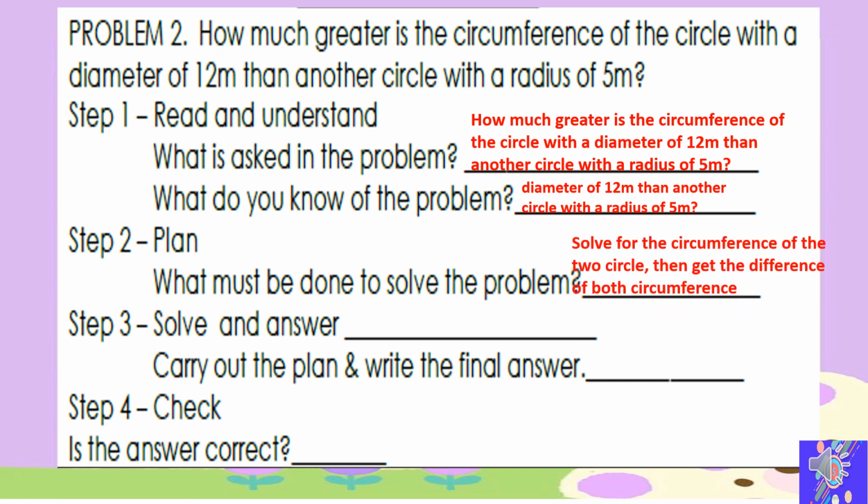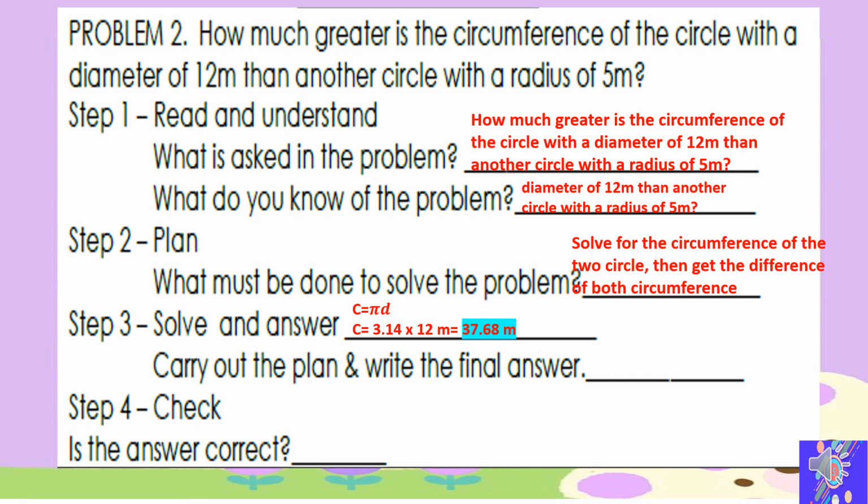And for the plan, what must be done? So solve for the circumference of the two circles, then get the difference of both circumferences, and then solve. So first, you have to get the circumference of the circle with a diameter of 12 meters. So the formula that we're going to use is C equals pi d. So that means C, or circumference, equals 3.14 times 12 meters equals 37.68 meters.